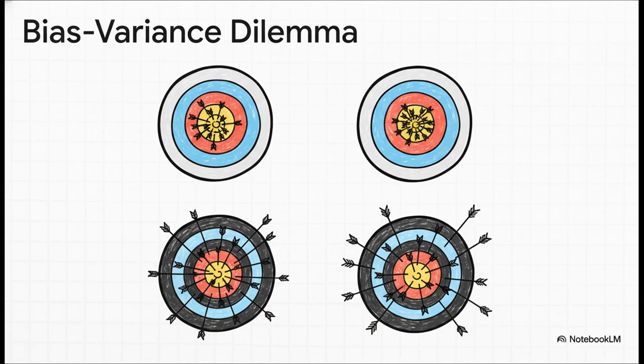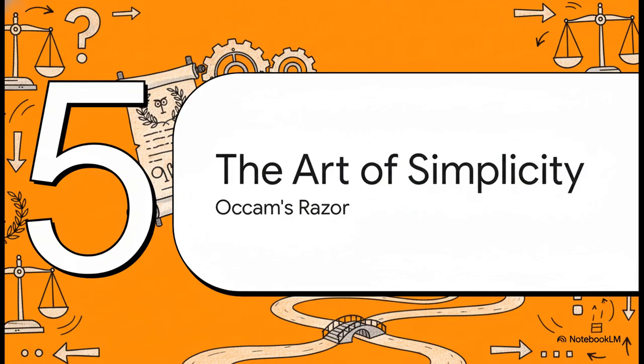Variance, on the other hand, is how spread out your shots are from each other. A high variance model is like taking shots that are all over the target. So what do we want? Well, obviously we want a tight grouping, right in the center, low bias and low variance. But in the real world, with limited data, that's almost impossible to get. So if we're forced into this trade-off, how do we decide what to do? How do we navigate this dilemma?